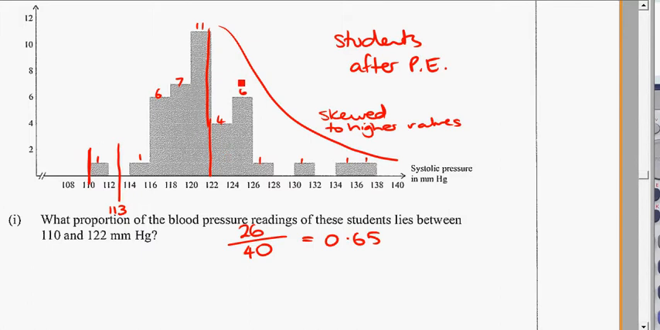If we wanted to find out where the median was, there's 40 students altogether. Half of 40 is about 20, so it's about where the 20th student would lie. There's one student here, another one here, 6 there. So 1 and 1 is 2, and 6 is 8, and 7 is 15. So the 20th student is in fact going to be somewhere in here, between 120 and 122. So that would put the median of this group somewhere in here.